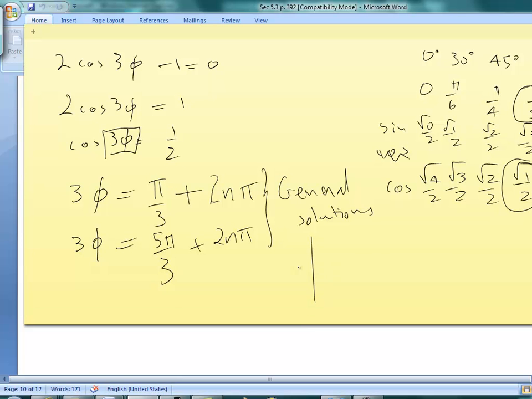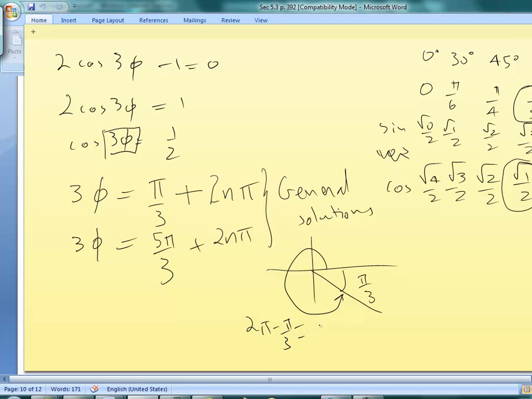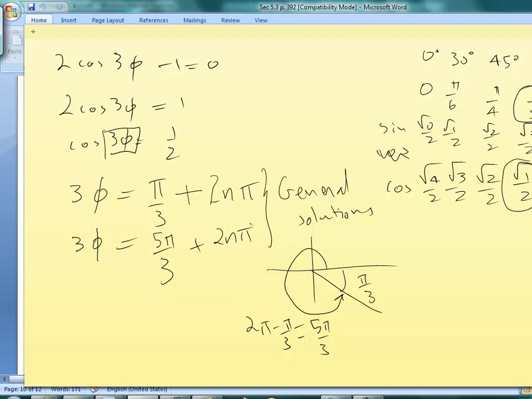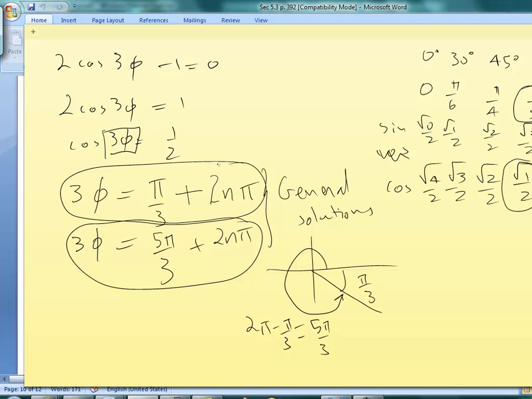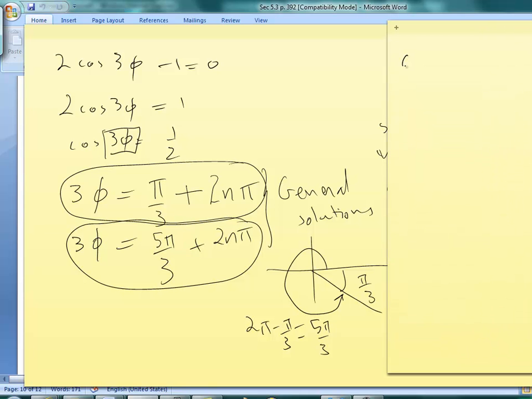Where does 5 pi over 3 come from? Well, cosine is positive in quadrant 1 and quadrant 4. So in quadrant 4, pi over 3 is my reference angle. The angle that I really want is this: 2 pi minus pi over 3, which gives me 5 pi over 3. Hence, this solution. But notice that I don't want to solve for 3 phi. I want to solve for phi. So let me add another sticky here, and now I'm going to divide by 3. So I get phi equal to pi over 9 plus 2n pi over 3.